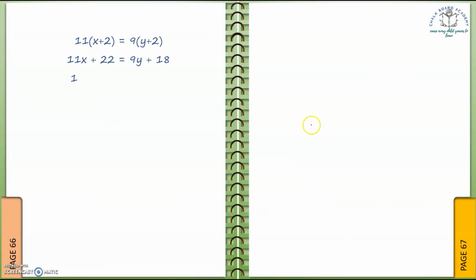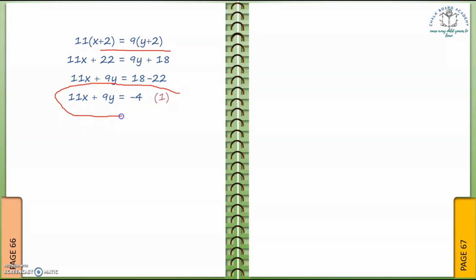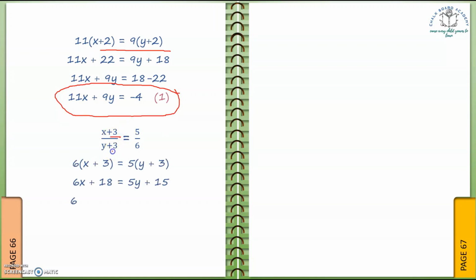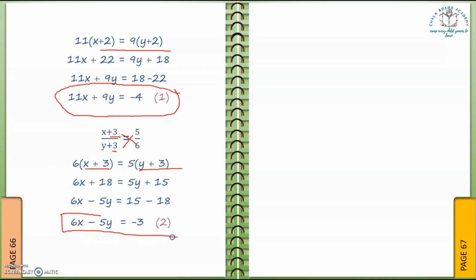11 multiplied by x plus 2 is equal to 9 multiplied by y plus 2. So after solving it further we get this equation, 11x minus 9y is equal to minus 4. Now the second part, in which 3 is added to both numerator and denominator. So x plus 3 by y plus 3 is equal to 5 by 6. And again we are doing cross multiplication. So 6 multiplied by x plus 3, 5 multiplied by y plus 3. After solving it further, we get this: 6x minus 5y is equal to minus 3.